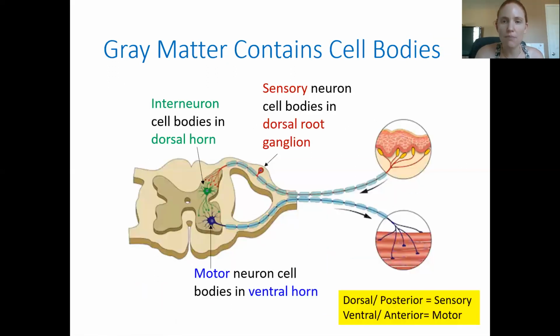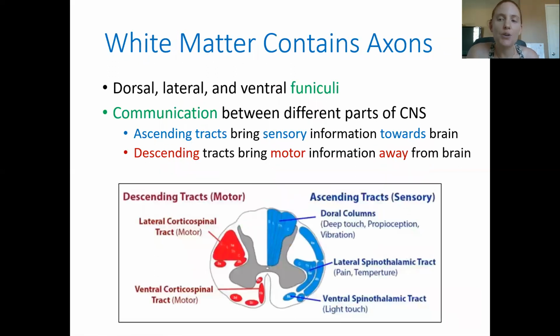Okay, so gray matter contains cell bodies and white matter contains axons. Remember that those axons, their job is to send information away. They connect different parts of the body. So the white matter, those are going to be the funiculi. You have the dorsal, the ventral, and the lateral funiculi, or funiculus if it's singular, and they're going to communicate with the brain. When you look at the funiculi, they're going to be separated into different tracks. Okay, so tracks just means axons moving in a particular direction.